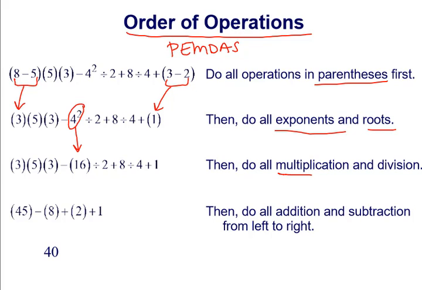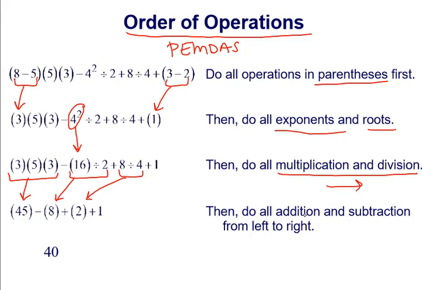Next, we're going to do all the multiplication and division, but again, we're going to read from left to right. It's done in one swift step. Here, all the way to the left, we first have a multiplication operation of 3 times 5 times 3, or 3 times 5 is 15, times 3 is 45. Then we have the operation of 16 divided by 2, so that's why it gets changed to 8. And we have 8 divided by 4, which is why it gets changed to 2. So we've done all the multiplication and division in one step, reading from left to right.